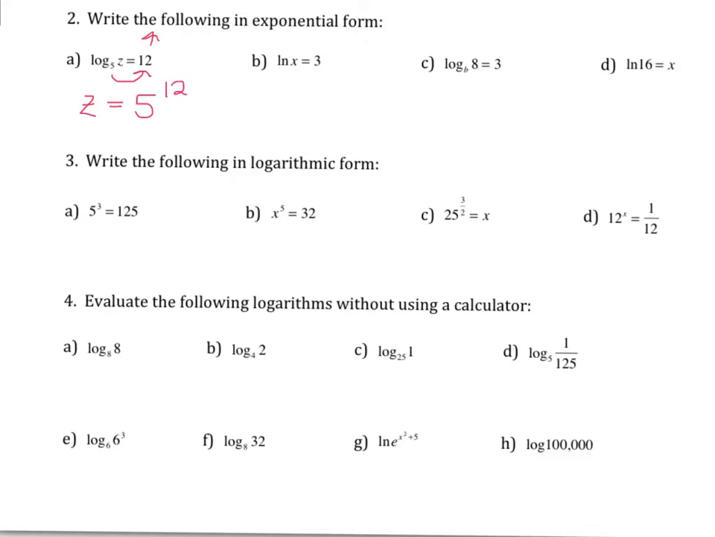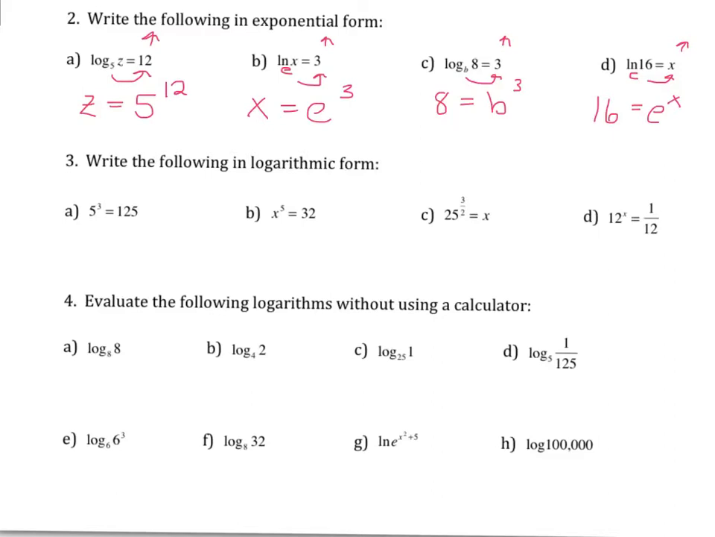For part B, you can't see it, but there's actually a base of e for a natural log. So the e is going to rotate over, and the 3 is going to move up, so we have x equals e to the 3rd power. For part C, the b will rotate, and the 3 will rotate up, so 8 will equal b to the 3rd power. And for D, we have an e, and the e will rotate, the x will rotate up, so 16 will equal e to the x.